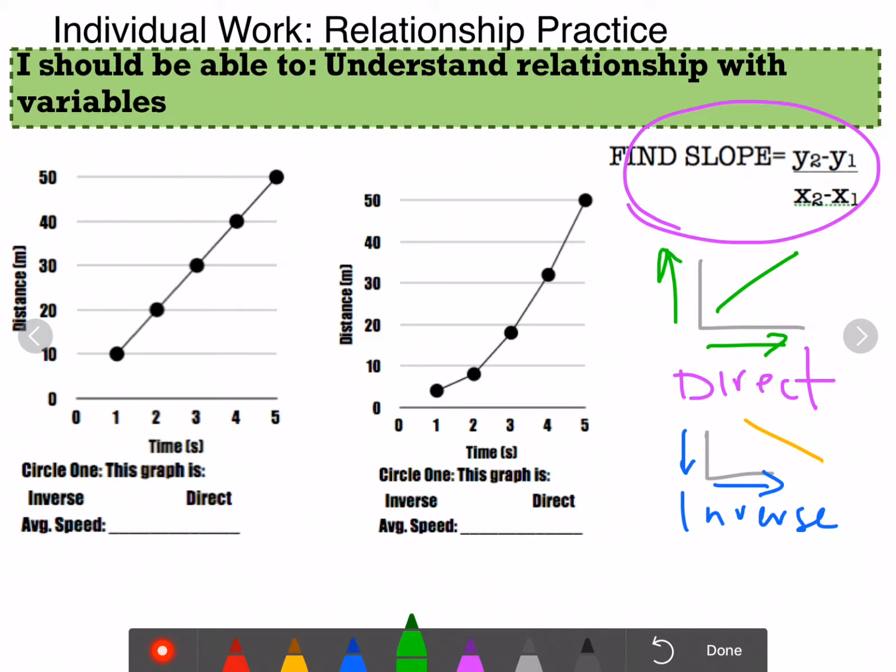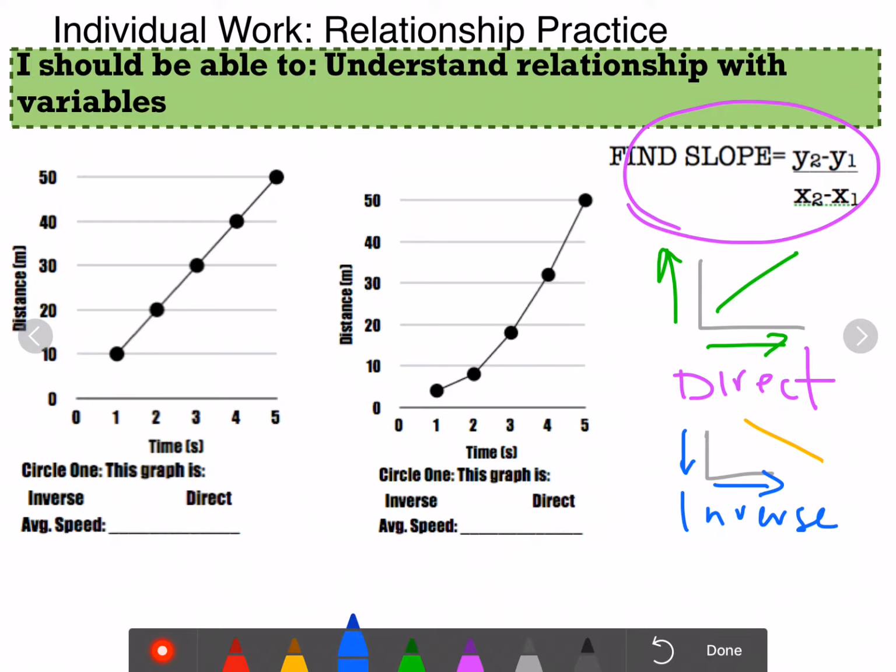Okay, so if we're going to do one of these problems for your individual work, circle if the graph is inverse or direct. Well, I just showed you that, so this would be direct. And for our average speed, we need to use the slope to find that. So here's my y-axis, and here is my x-axis. This is going to be my y2, and this is going to be my y1.